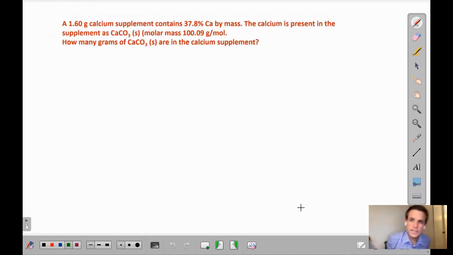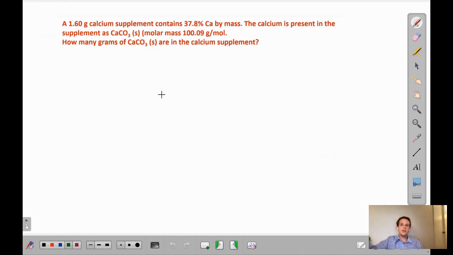And here we go. It's a 1.60 gram calcium supplement. So this is a sample problem of what a mixture problem is going to look like. A lot of times it comes up as an impurity, or sometimes as some kind of mixture of metals. But this is a good classic example of using the concept of elemental composition of a mixture, or even molecular composition of a mixture. So what do we do with this question?